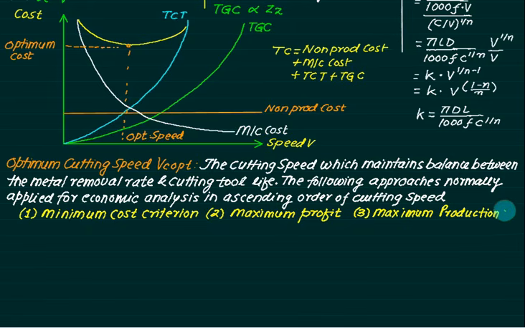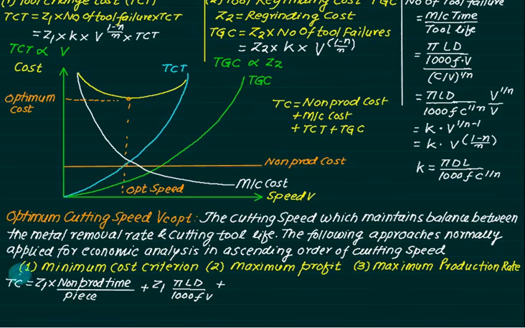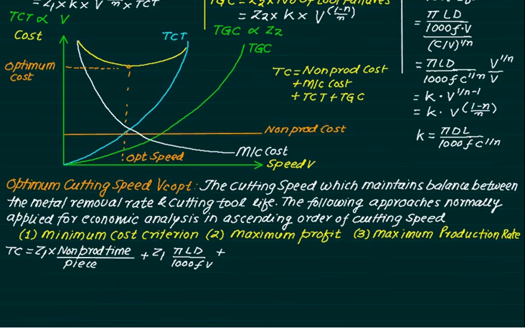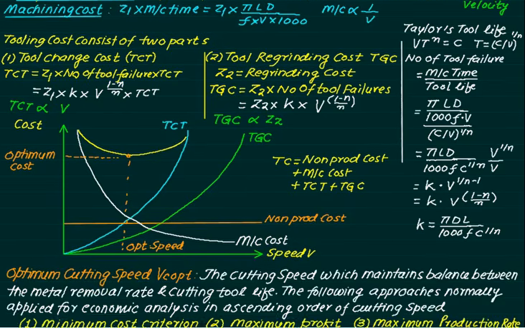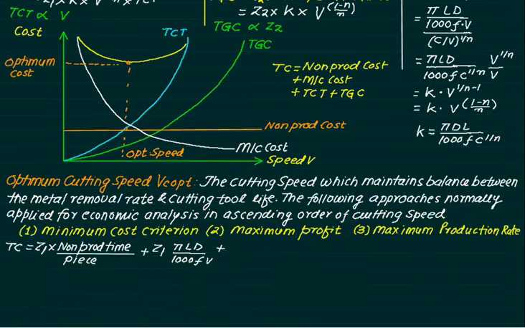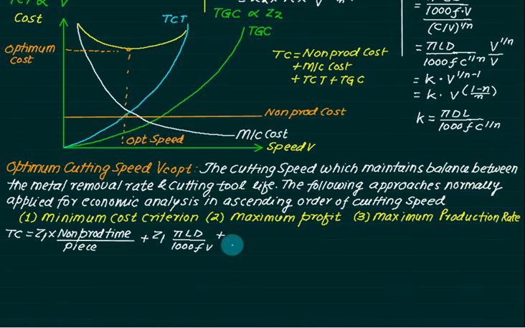So we can avoid the regrinding cost in the maximum production, and therefore your production rate can be increased. So basically the total cost is Z1 multiplied by non-productive time per piece plus Z1. This is the first cost, the non-productive cost. Then we have machining cost equal to Z1 multiplied by pi LD upon 1000 FV.